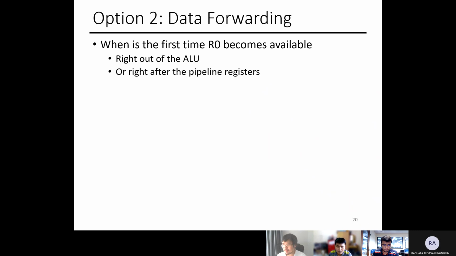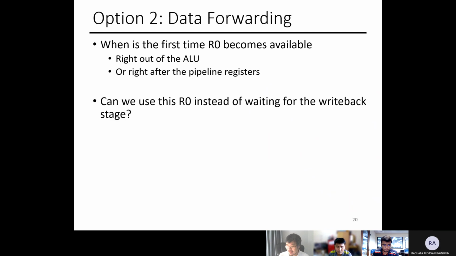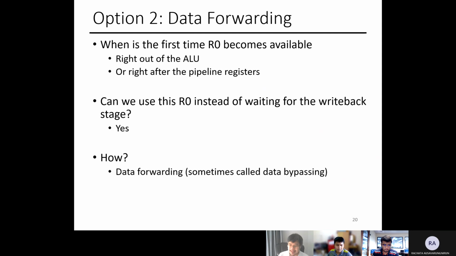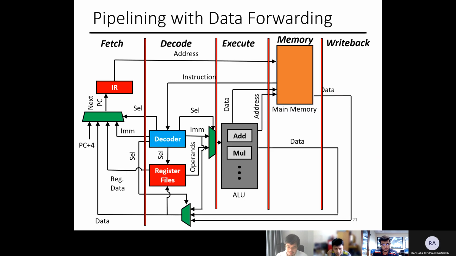Or sometimes it's actually available right at the pipeline register, because you have that store in the pipeline register. So we can use this instead of waiting for the write back to finish, right? So we can definitely use this. The question is how? We forward the data ahead of time. Sometimes we call this data bypassing, but if you read the textbook, you're going to see the word data forwarding. So data forwarding basically allows you to forward the data in ahead of time, right?